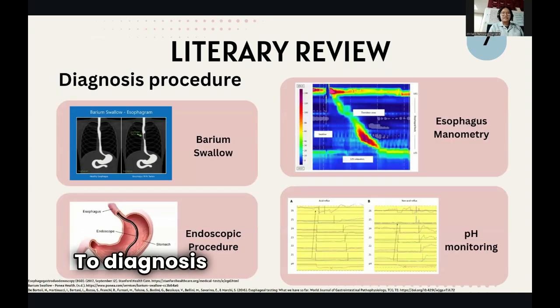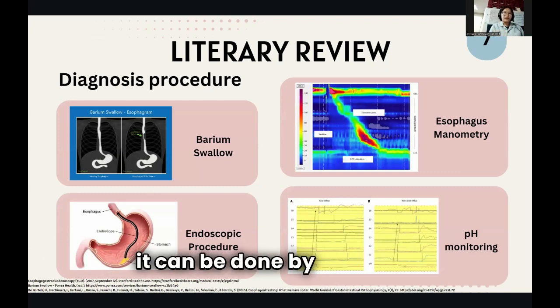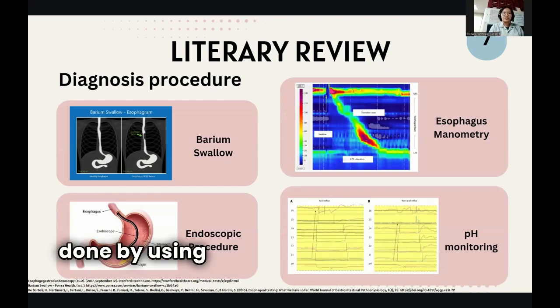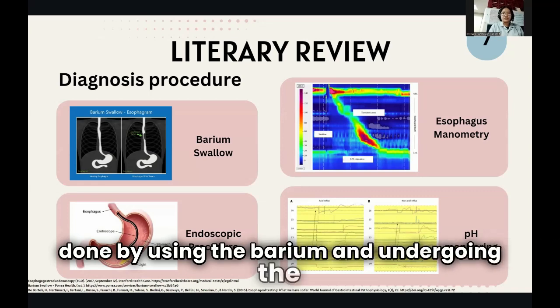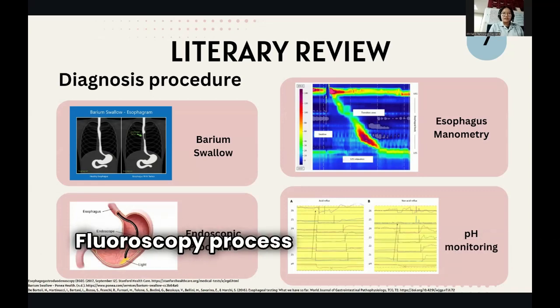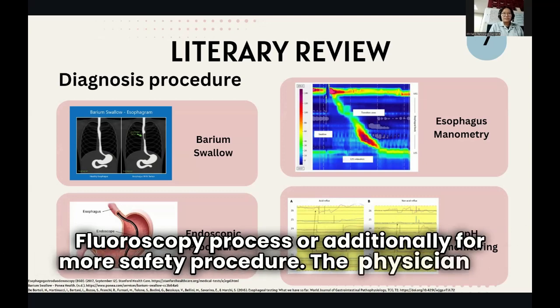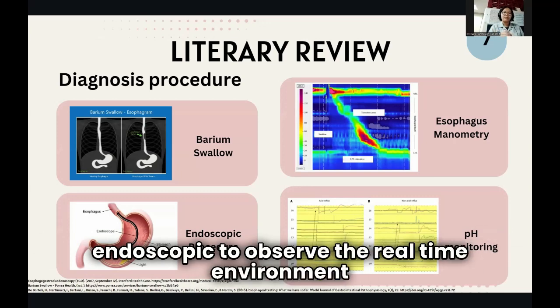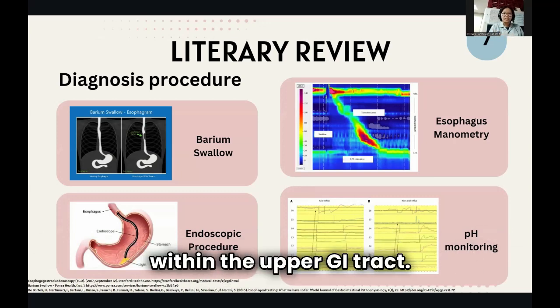To diagnose GERD, it can be done in two ways. The first one is visualization, which can be done by using barium and undergoing the fluoroscopy process. Or additionally, for a safer procedure, the physician can suggest the use of endoscopy to observe the real-time environment within the upper GI tract.